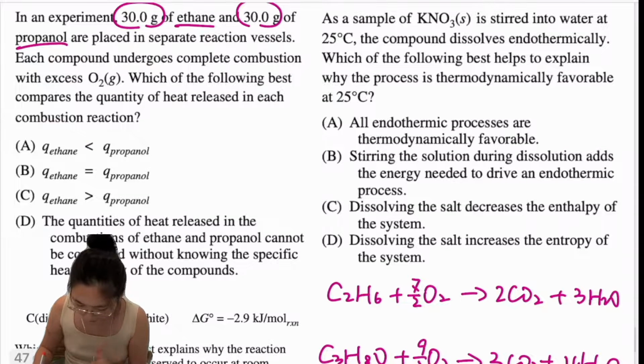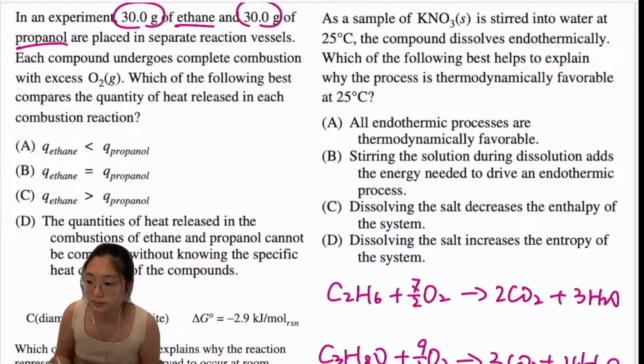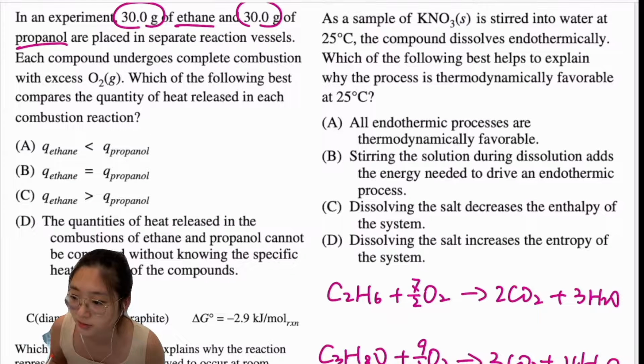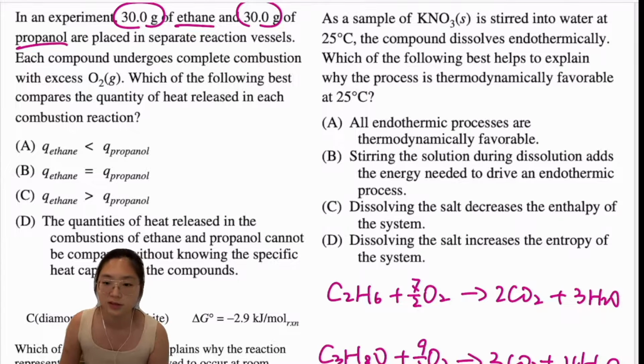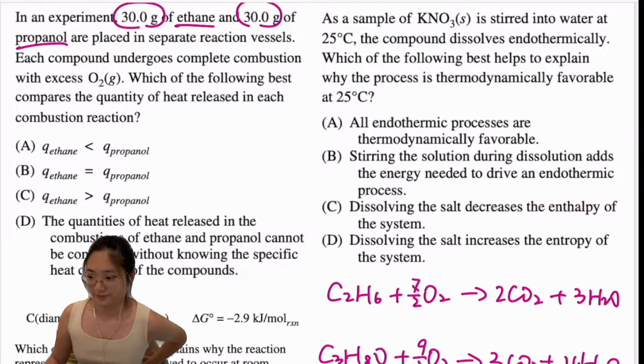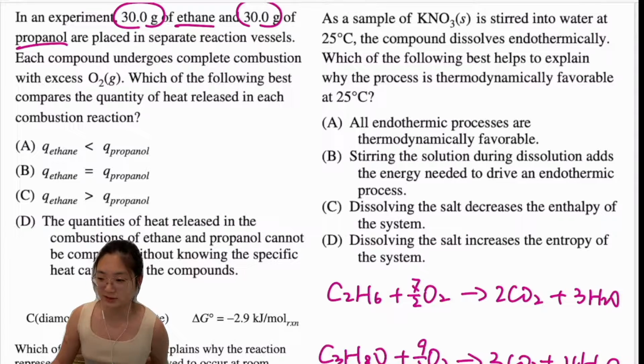Okay, and then for the ethane, you wanted to ask the same question? Are we supposed to know the chemical formulas of ethane and propanol? Yes, otherwise how are you going to do this question? Yes, you have to know the formula of ethane and propanol. Otherwise, you can't solve this problem.